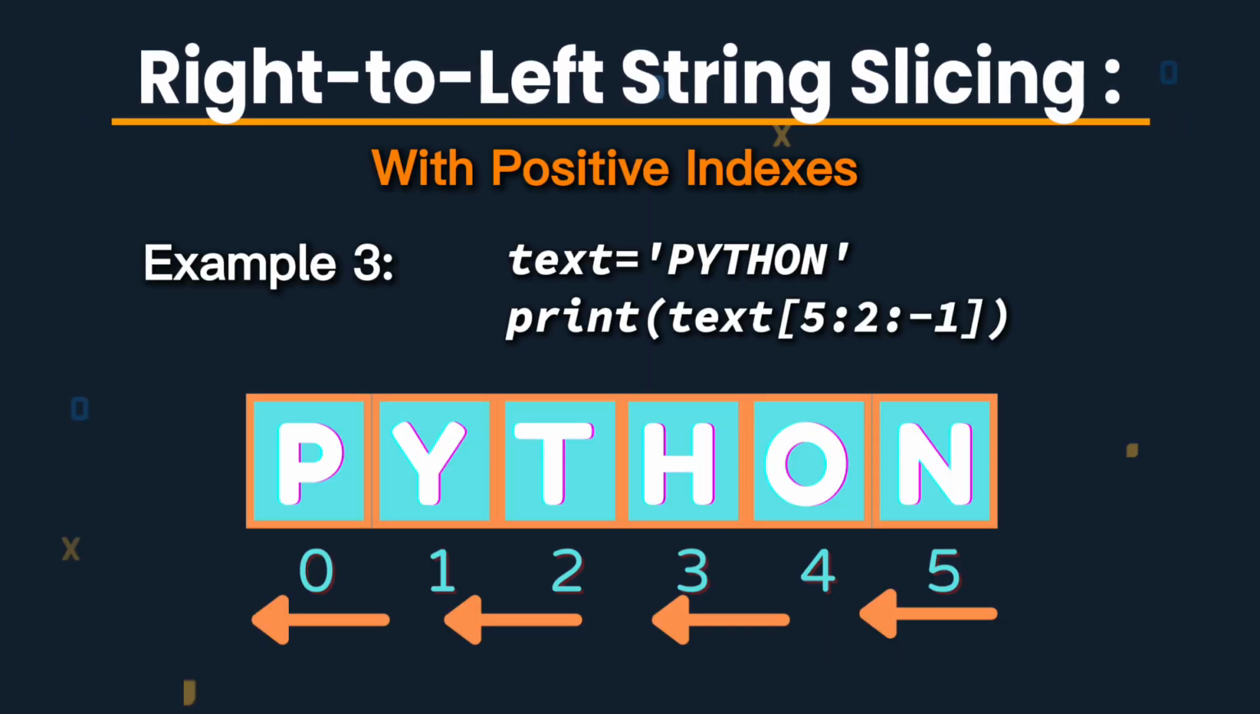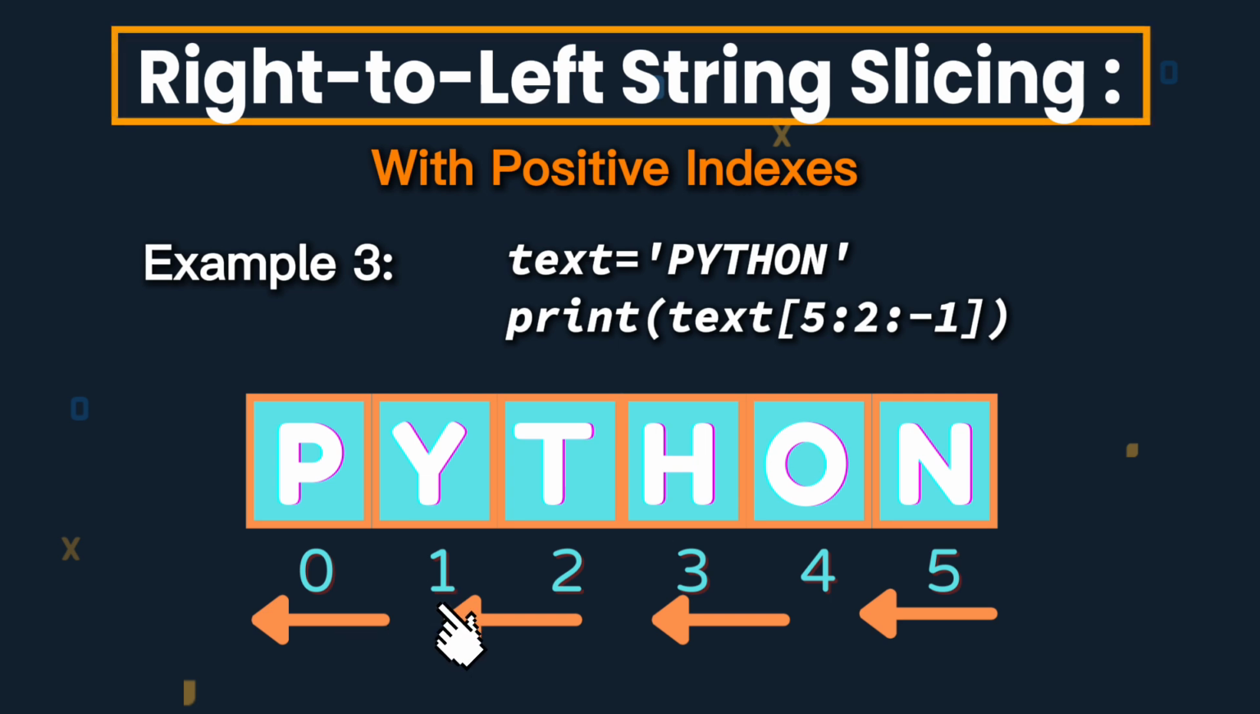Now that we've explored how negative indexes enable us to access characters from the end of a string, let's shift gears and examine how positive indexes facilitate right-to-left string slicing. Remember, positive indexing is used to access characters in a string from the left. The first character is at position 0, the second at 1, and so on. In this example, slicing a string from index 5 to index 2 with a step of -1 is a right-to-left slicing operation. Though it might seem a bit tricky at first, the key is that the start index is greater than the stop index and the step is negative, which are the required conditions for slicing in reverse.